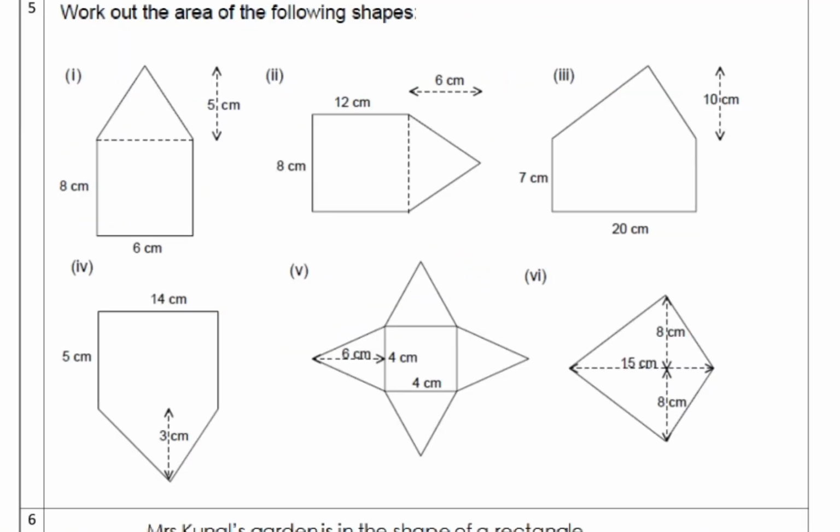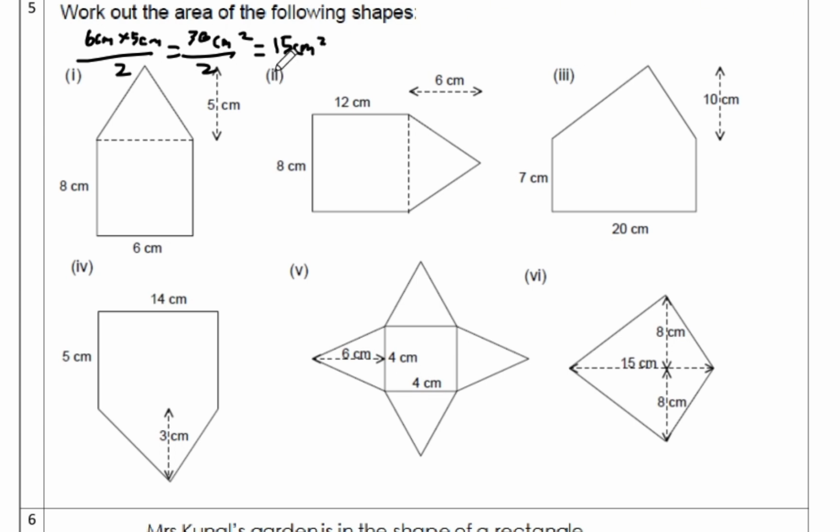Question 5. Work out the area of the following shapes. So first we can try to cut the shapes like the guide here. So we will calculate the triangle first. So we will take 6 cm multiplied by 5 cm over 2, which is 30 cm square over 2, and we will get 15 cm square.